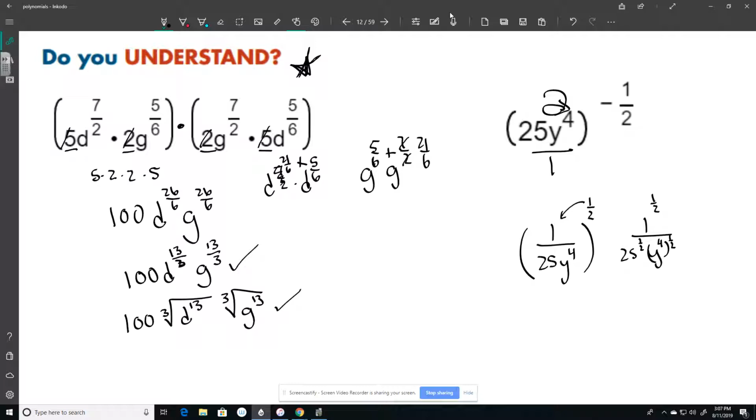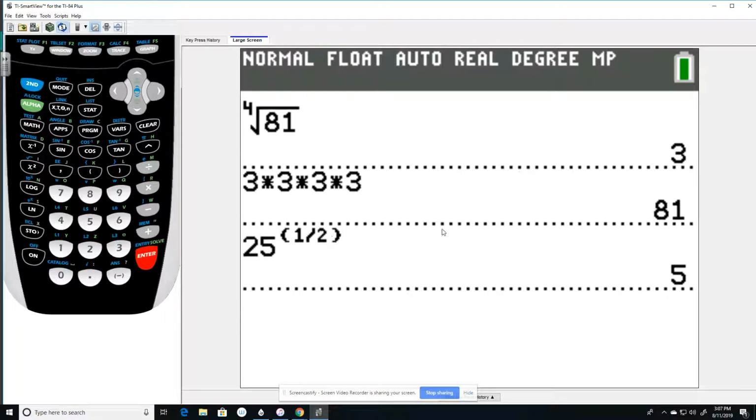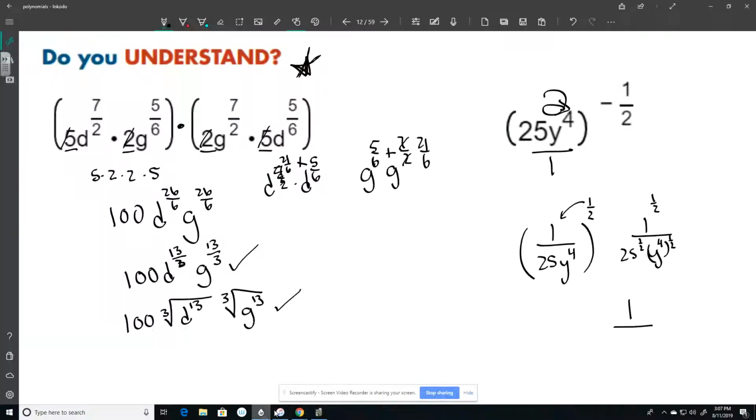So we've got lots of rules at play here. 1 to the 1/2, that's just 1. 25 raised to the 1/2 you can do that on your calculator. Just make sure you put it in parentheses up there so it doesn't do the math wrong. 25 raised to the 1/2 is 5. So that becomes a 5.